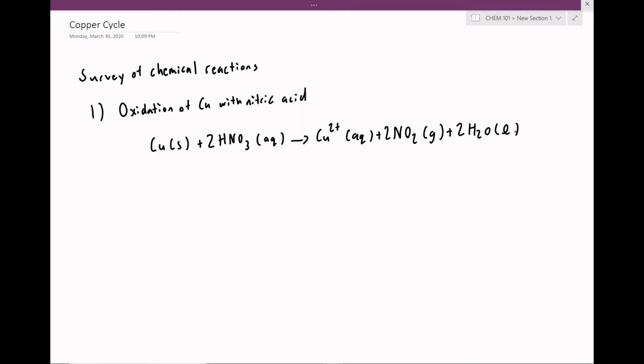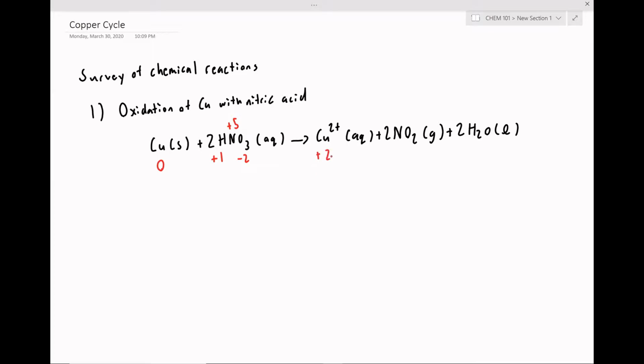So just counting oxidation numbers for a moment, we have copper 0. Hydrogen has a +1 oxidation number. For each of our oxygens, they have a -2 oxidation number. So the nitrogen in nitric acid has a +5 oxidation number. Copper 2 plus has a +2 oxidation number. In nitrogen dioxide, the oxygens have a -2 oxidation number. So the nitrogen has a +4 oxidation number. In water, hydrogen is +1 and oxygen is -2.